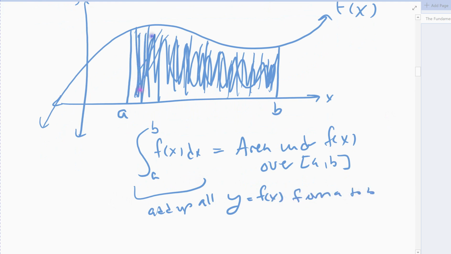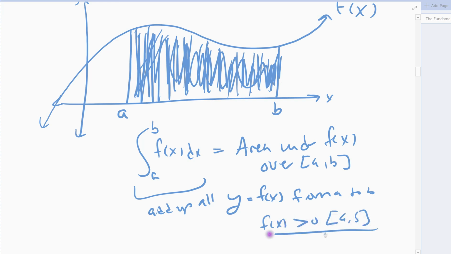And so when I add up every single y value, and there are infinitely many of them, that's all the heights of my rectangles. Those are my y values, and I add them all up, it gives me the area. It gives me the accumulated sum of that function from A to B. That accumulated function from A to B is the area under my curve. If my function's positive, again, this is true because f of x is positive over that A to B.